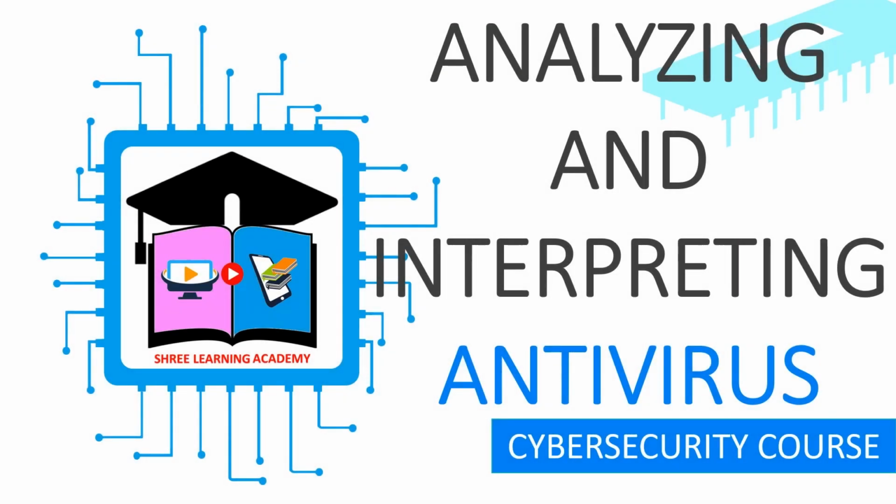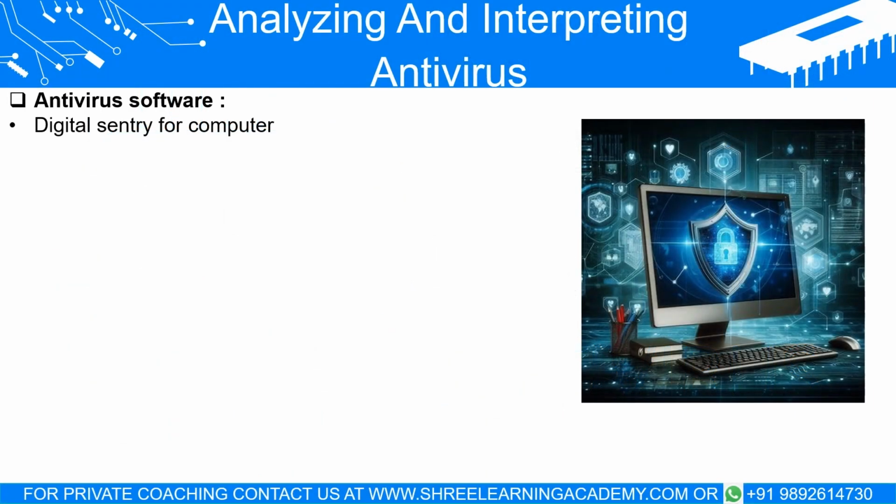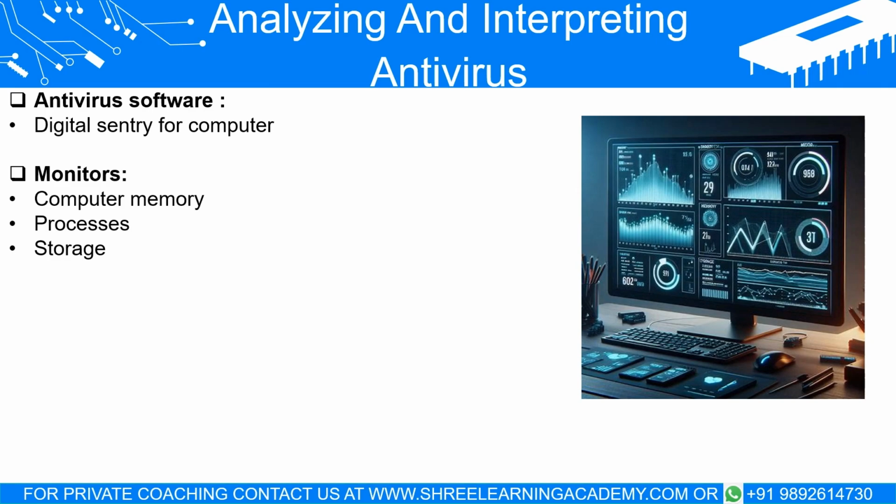Our today's topic is Understanding Antivirus Software. So let's get started. Antivirus software is a critical component of computer security. It operates as a host intrusion detection system, IDS, essentially acting as a digital sentry for your computer. Just like a security guard monitors a building for intruders, antivirus software constantly keeps an eye on your computer's memory, active processes, and storage to ensure that no malicious software or malware is trying to gain access or cause damage.